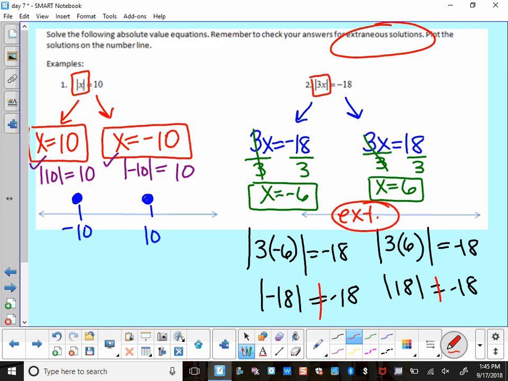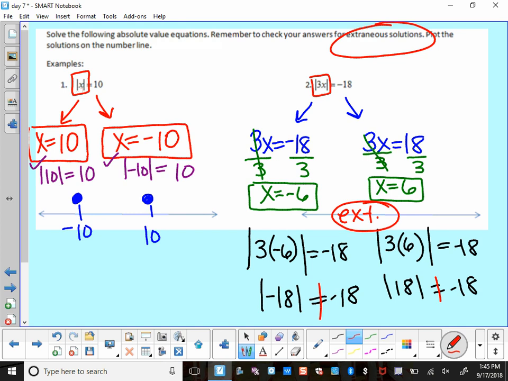What that means is, if we take a look at this original equation, the absolute value of 3x equals -18. If we know that absolute value is always positive, can it ever equal a negative number? No. Okay, so if you see that, you could save yourself all this work and just write no solution. It's never going to work.